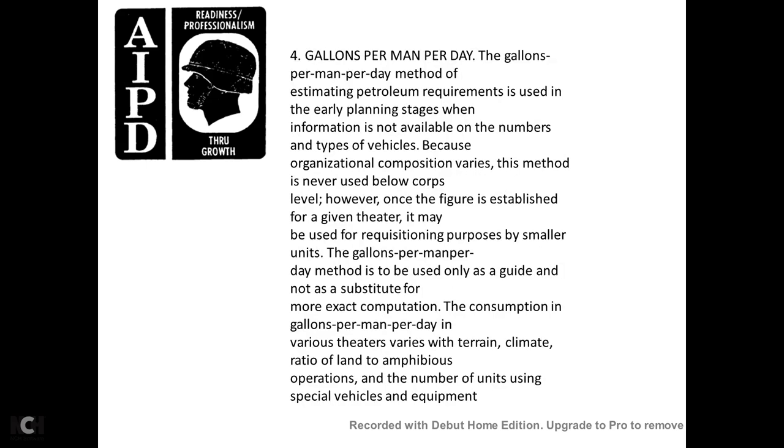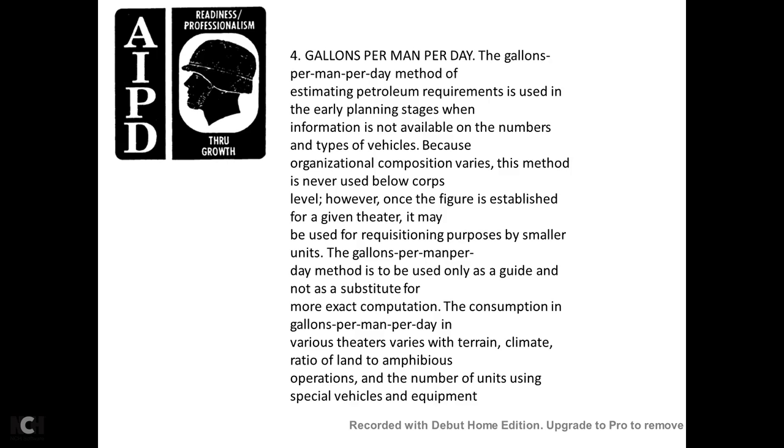4. Gallons per man per day. The gallons per man per day method of estimating petroleum requirements is used in early planning stages when information is not available on the numbers and types of vehicles. Because the organizational composition varies, the method should never be used below the corps level. However, once the figure is established for a given theater, it may be used for requesting purposes. For small units, the gallons per man per day method is to be used only as a guide, not as a substitute for more exact computation.